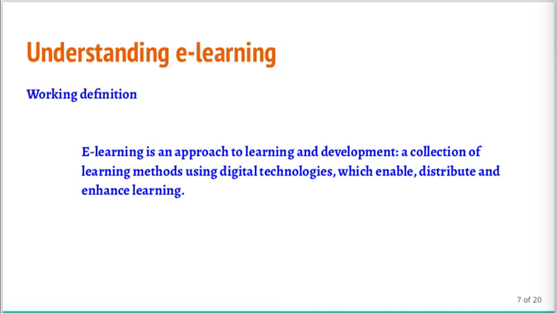Okay, so if this is the definition of e-learning, one should then understand how this can be achieved. The ultimate aim is to enable, distribute, and enhance learning using digital technologies, a collection of learning methods. How can this be achieved? Then comes the role of components in e-learning, the stuff of e-learning, which we are going to stir to come out with a good product.